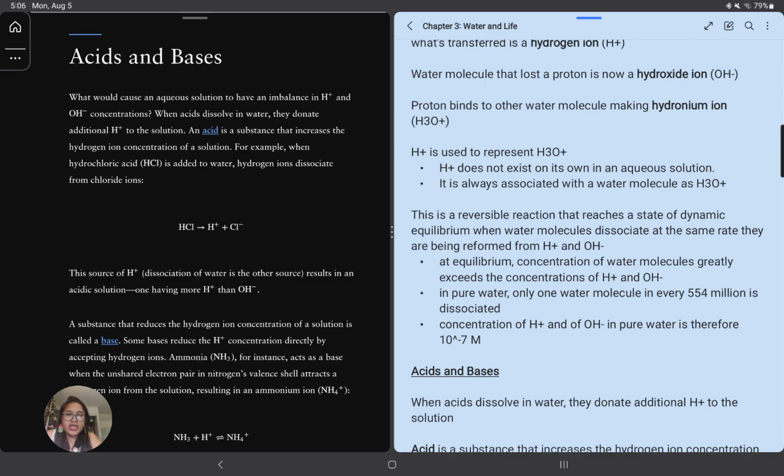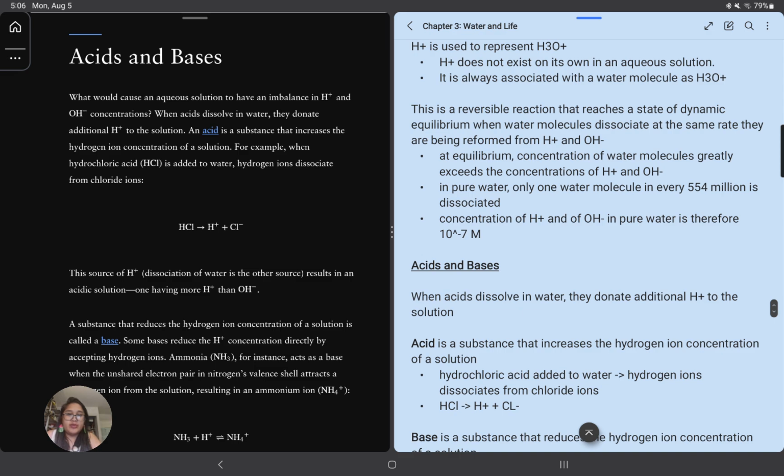Technically it's supposed to be H3O+ when they're referring to a liquid or a solution of water, but they just use H+ to make it easier. But technically it's H3O+ because H+ hydrogen ions do not exist on their own in an aqueous solution. It is always associated with a water molecule as H3O+.